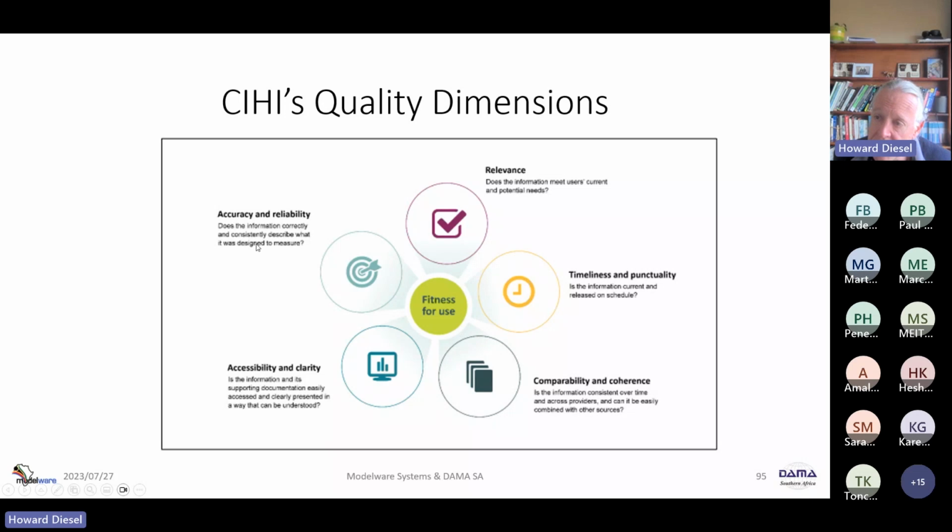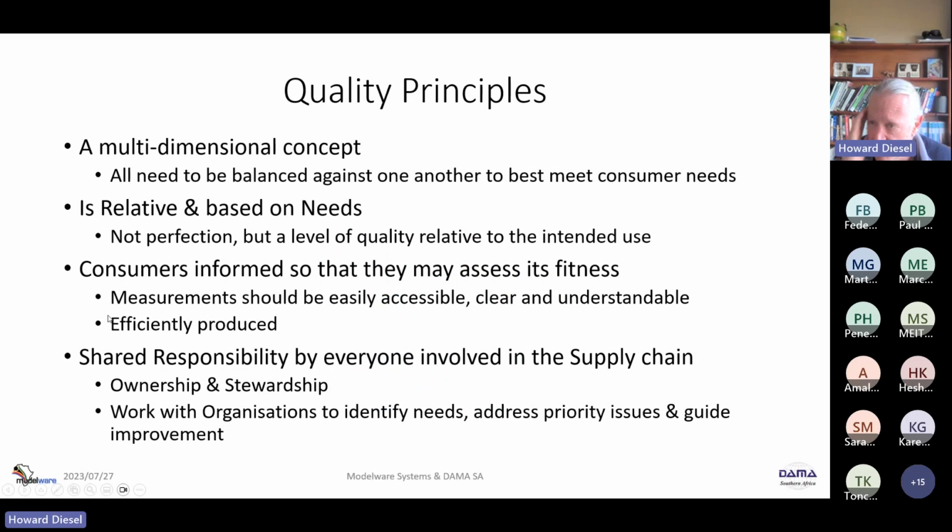Okay, clarity and accuracy, that's where their focus is. So this is critical if they are going to produce information that people can trust and make policy decisions with in terms of health. They've got to understand exactly where they fit in this situation. Okay, so these are the principles that they developed. It's a multi-dimensional concept. So you've got different needs that outweigh each other, and they need to balance them to get an overall benefit for the consumer. Okay, which we understand. It's relative and based on need.